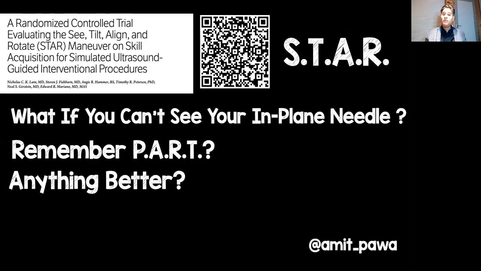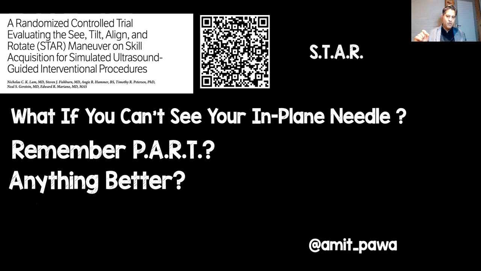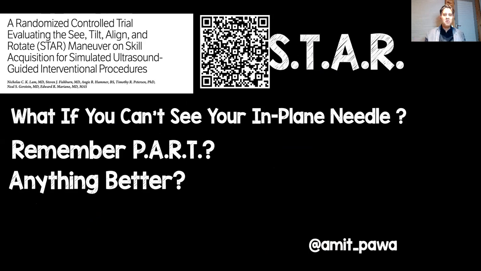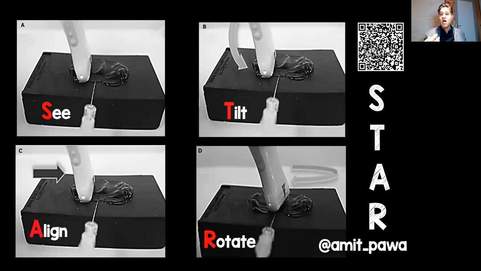Now, we've talked about pressure, alignment, rotation, and tilting. What happens if you can't see your needle and you've got it inserted in plane? Are there any other things that you can do? Well, some clever people came around with reviewing the way that we use those probe maneuvers, and they came up with the STAR acronym. So what they mean is, see where the needle has gone through. So you can see where your needle has gone through the skin, that's the S.